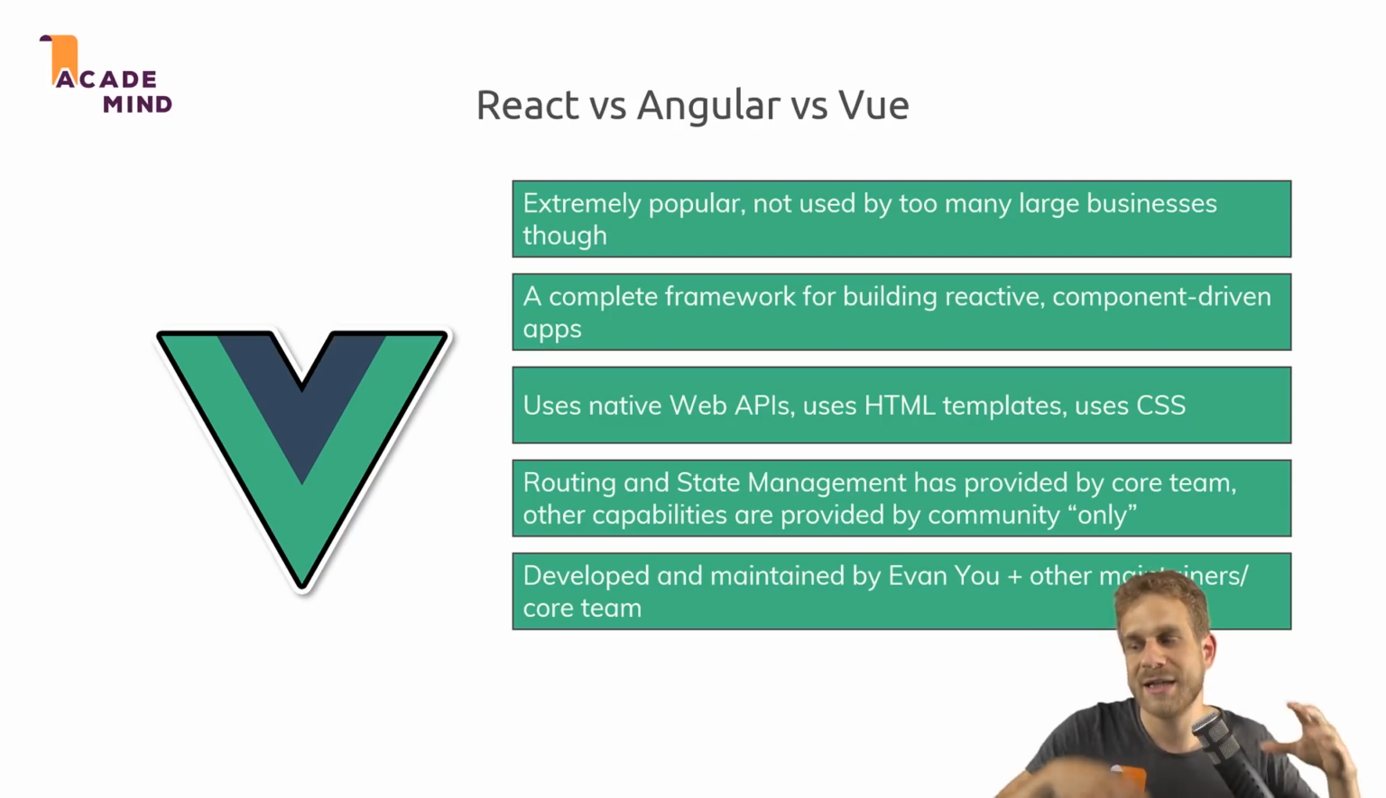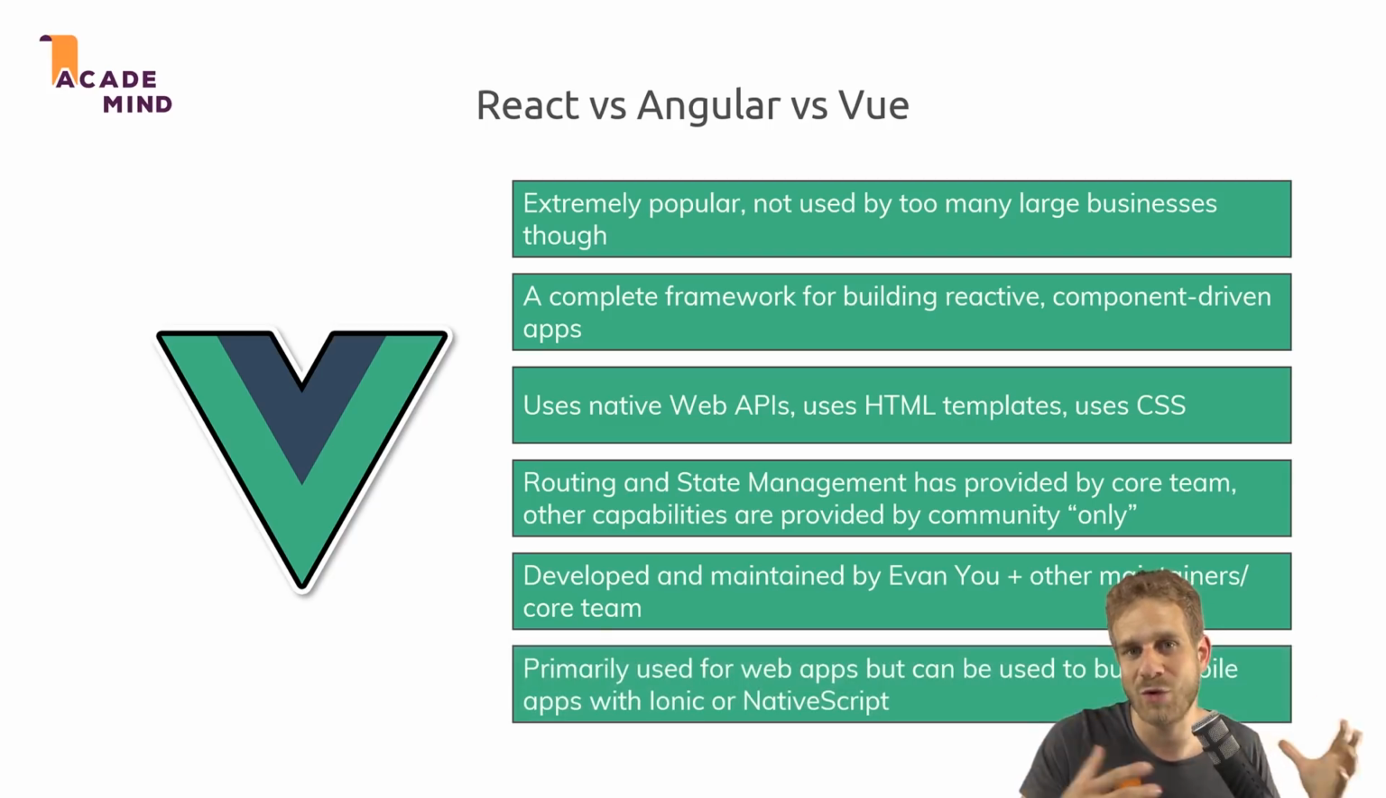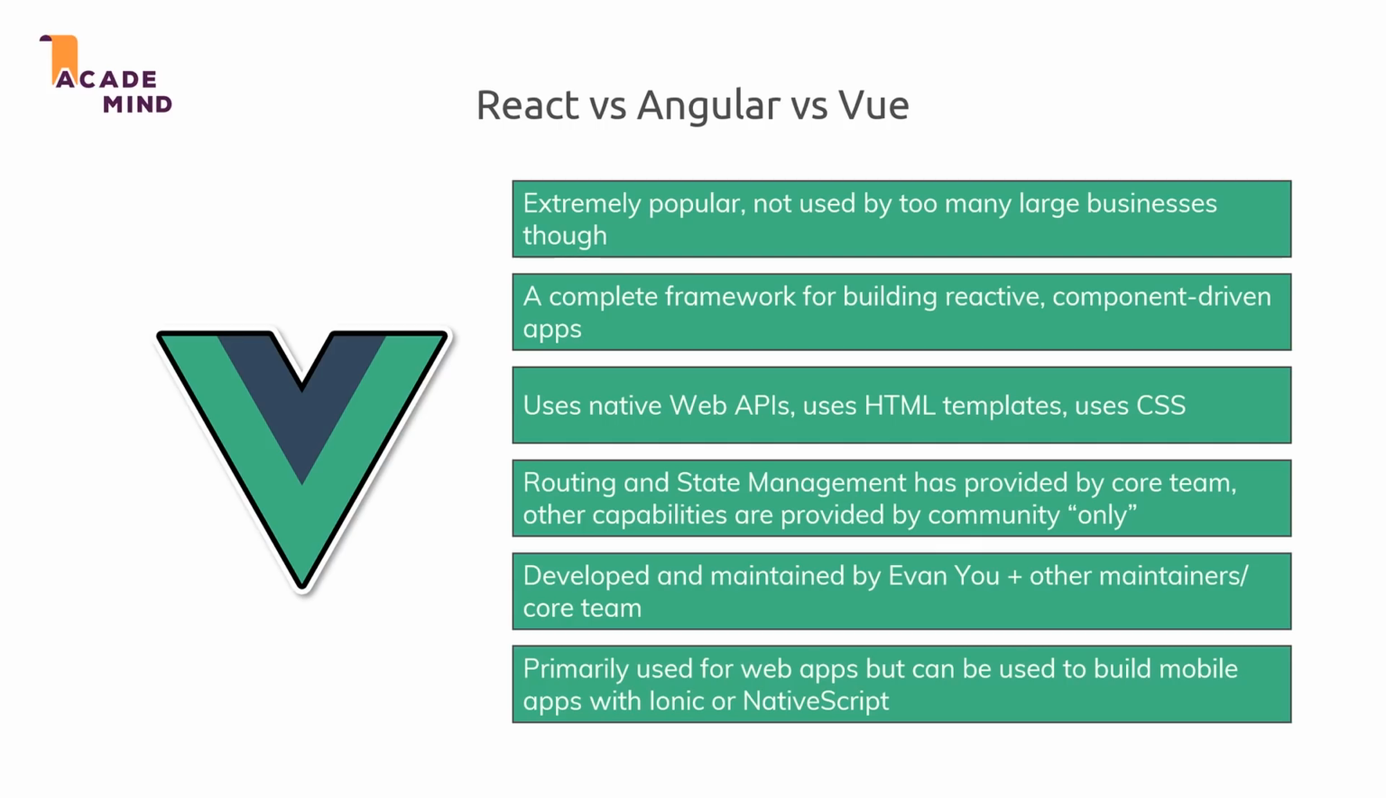Last but not least, it is also primarily used for web apps, but just as with the other two alternatives, you can use it to build native mobile apps. It's worth mentioning Ionic here, Ionic 4 to be precise, which will be usable with any framework or library, or NativeScript Vue, which is a NativeScript implementation building up on Vue, which allows you to use Vue to build mobile apps. So these were the key characteristics.